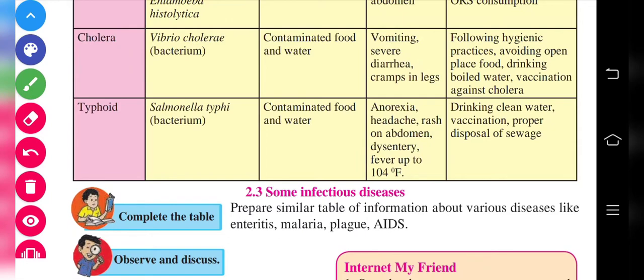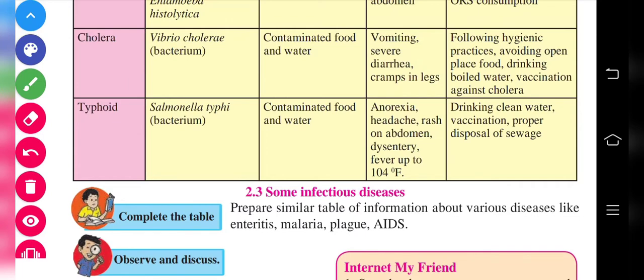Similarly, you can prepare a table for infectious diseases, like viral diseases such as malaria, dengue and Aedes. Malaria and dengue I will explain here, and Aedes you can see in the next part, where there is already one paragraph about Aedes.